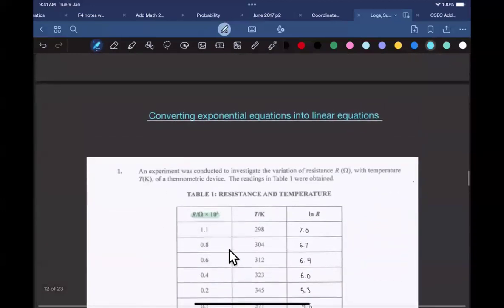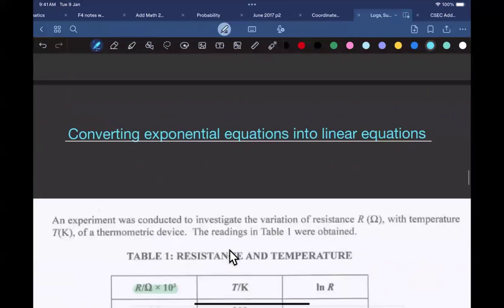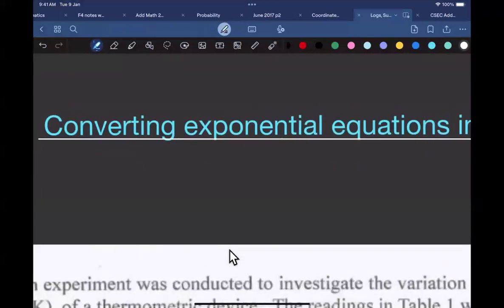So, converting exponential equations into linear form. I went through it briefly, I'll go through it in detail now. An exponential equation is basically whenever you have a power in your equation. Let me give you an example. Let's say we had y is equal to ab to the power x.